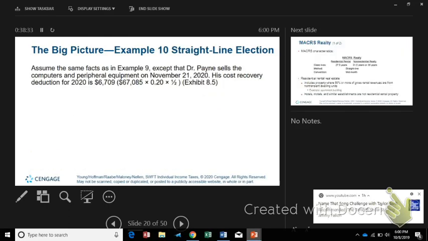Okay, and now it says assume the same facts, but he sells his equipment in 2020. His cost recovery for that equipment would be 6,709. That's saying he takes this 6,705 right here times 0.2, but he sells it in November of next year. He'd only get half of that cost recovery, so that's why it's limited to that 6,709. If you sell it halfway through the year, you'd only get half.